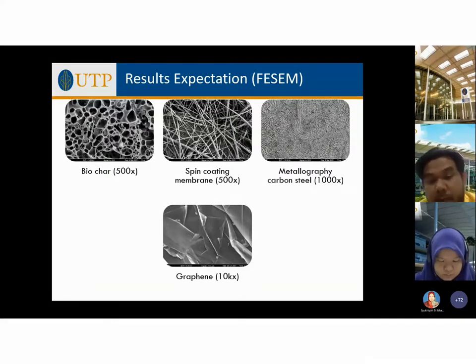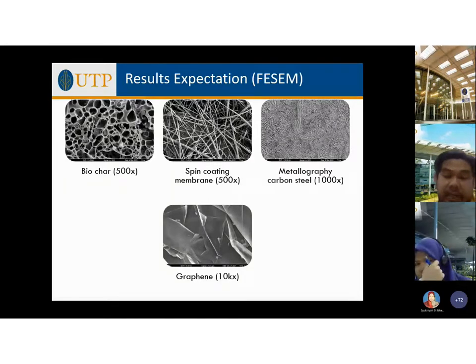But if you want higher magnification, normally we put the sample under SEM or FESEM, and then we can go to more than 1000x. A light microscope normally goes to a maximum of about 500x, but for SEM or FESEM we can go higher than that. For this example, I run at 1000x. And then this is graphene at the top surface. We ran it at 10,000 magnification.